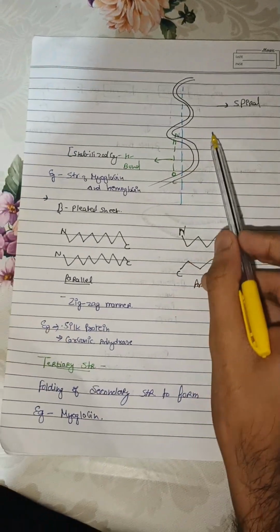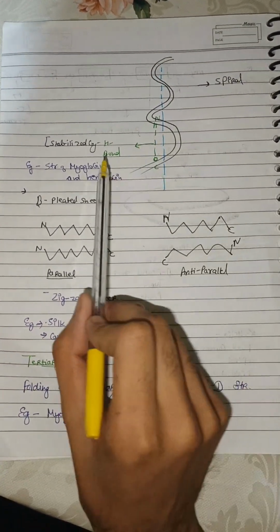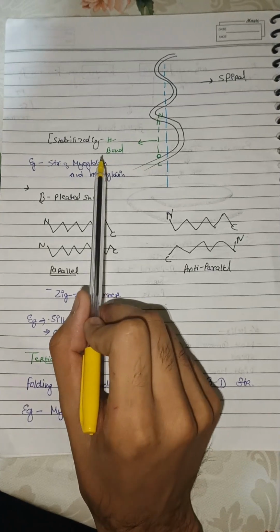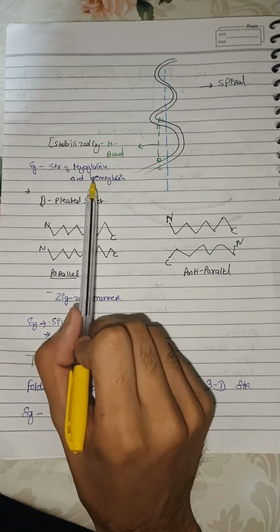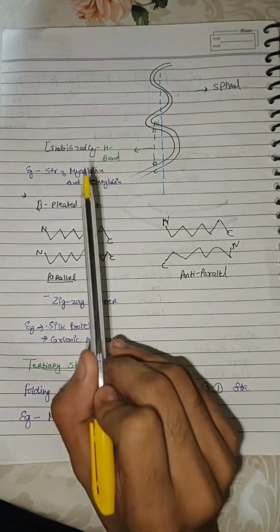This is the structure of alpha helix, which is spiral in shape, and this is stabilized by hydrogen bonds. The example of alpha helix structure is myoglobin and hemoglobin. In hemoglobin and myoglobin chains, alpha helix structure is present.